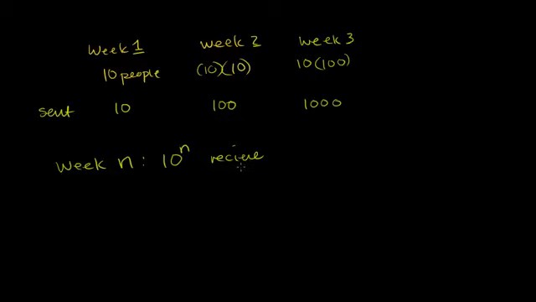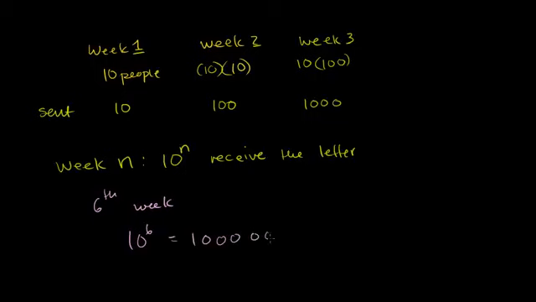I before E except after C. Receive the letter. So if I were to ask you how many people are getting the letter on the 6th week, how many people are actually going to receive that letter? Well, what's 10 to the 6th power? 10 to the 6th is equal to 1 with 6 zeros, which is 1,000,000 people are going to receive that letter in just 6 weeks, just sending out 10 letters each.